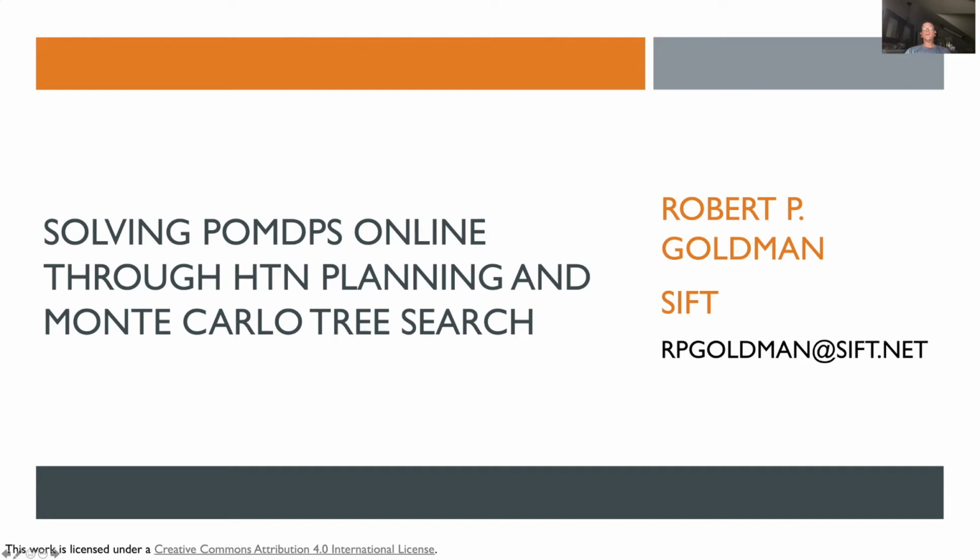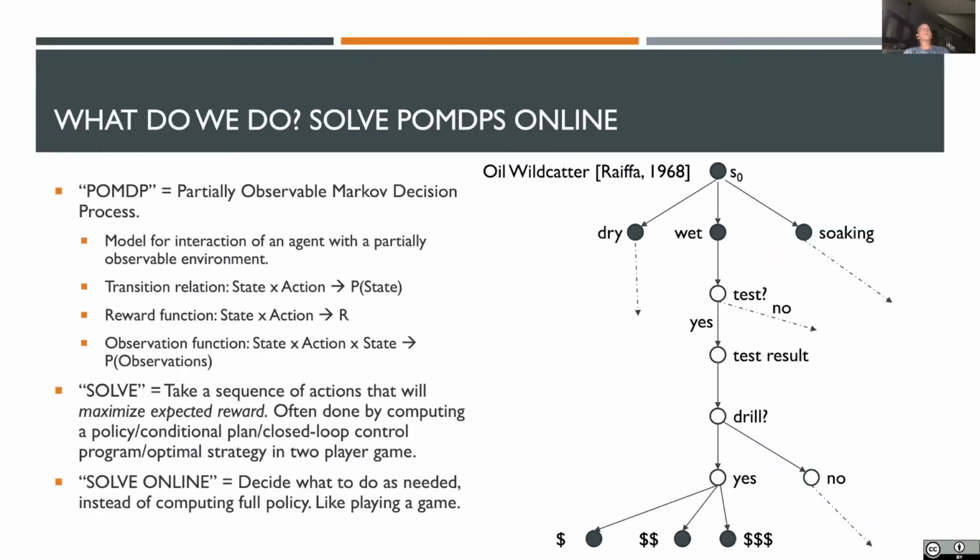I'd like to introduce you to an approach for solving partially observable Markov decision processes, or POMDPs, using the HTN planner SHOP3 and Monte Carlo tree search. So what does this all mean? What does it mean to solve POMDPs online?